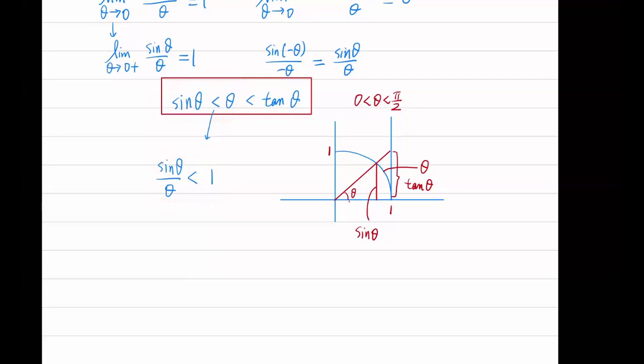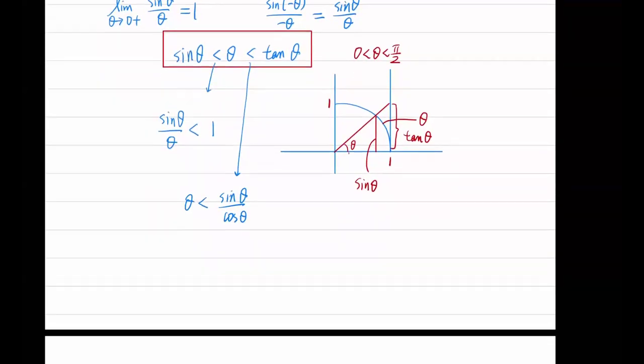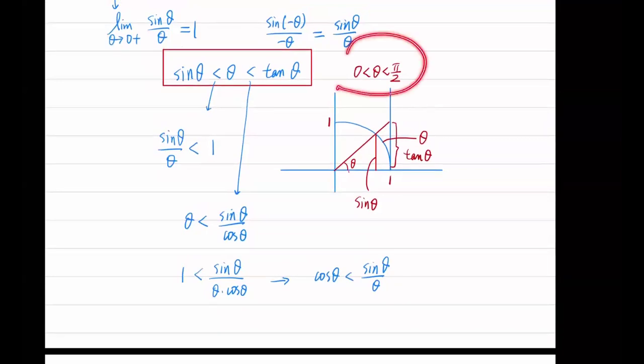Yeah. Okay, now this one, I'm going to write this as theta less than sine theta over cosine theta. What I'm going to do, I'm going to divide both sides by theta. Because it's positive, we get the same inequality. And because cosine theta is positive, I can multiply both sides by cosine theta, and I get the same inequality. So in this process, I use the assumption theta between 0 and pi over 2.